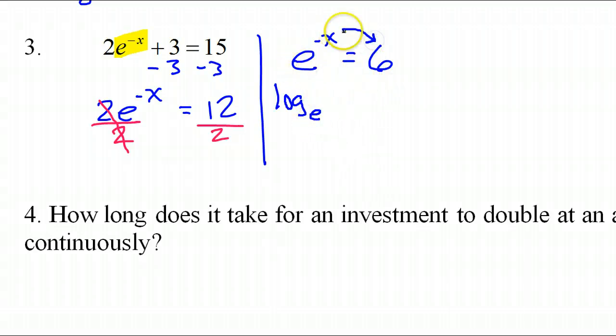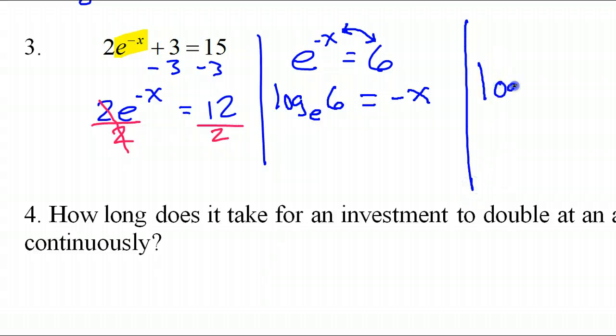These two things are going to change sides. So the 6 is going to come over here, and the negative x is going to go over there. Notice this 6 is not a power. If I see log e to the 6th power on your paper instead of this, I'm marking it wrong, and we'll both be real sad about it. This 6 needs to be on the same line with the log.